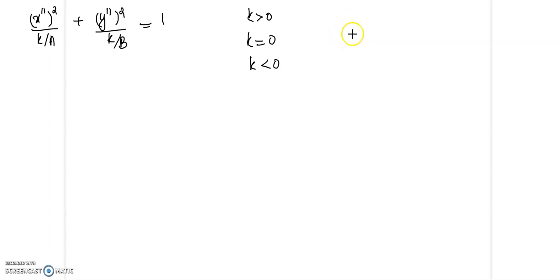The case where k is greater than 0, we get a normal equation of the ellipse. So that is the equation of the real ellipse. And when k equal to 0, you will get x double dash square plus y double dash square equal to 0. So we obtain the point 0, 0 in that case. So it is called the point ellipse or the null ellipse.